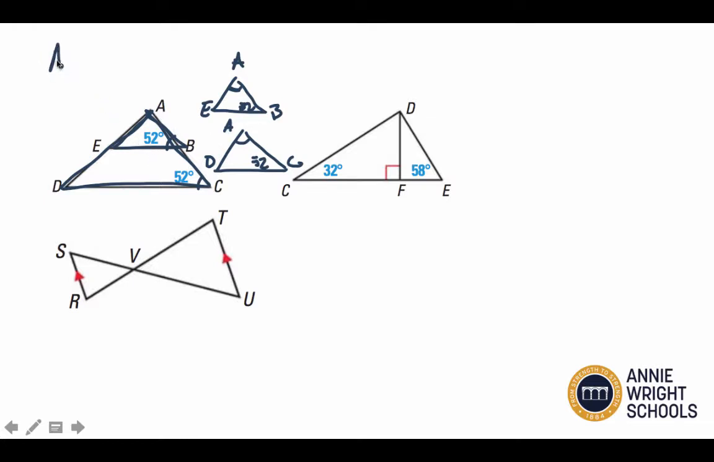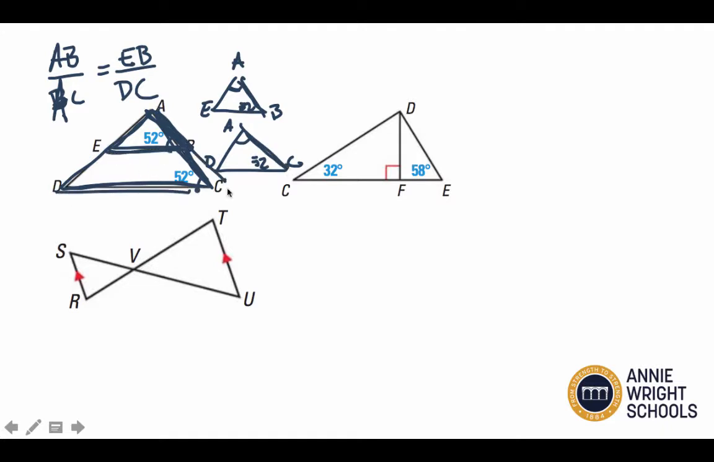What kids will do, though, is they'll say AB over BC equals EB over DC, and that is completely false. AB to BC is not the same as this whole side to this whole side. You can say that AB to AC, this small side to this whole side, is the same ratio as EB to DC.